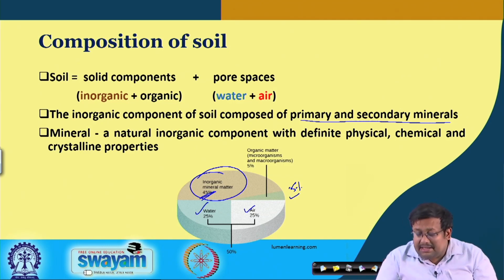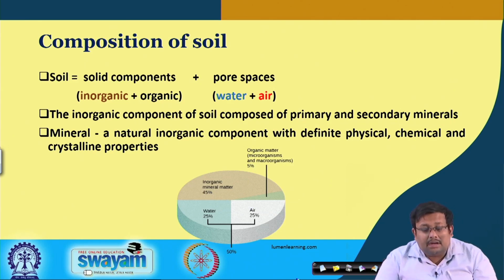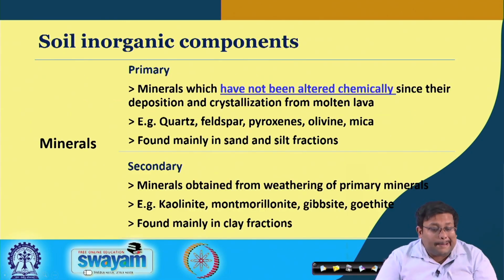Remember, a mineral is basically a natural inorganic component with definite physical, chemical and crystalline properties. So, to be qualified as a mineral, a compound has to be natural and inorganic in nature, as well as they should have definite physical, chemical and crystalline properties. So, let us move ahead and see what is the major classification of the minerals.